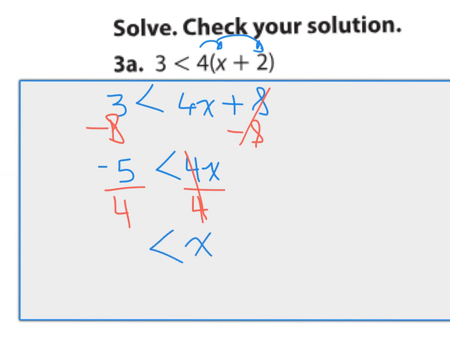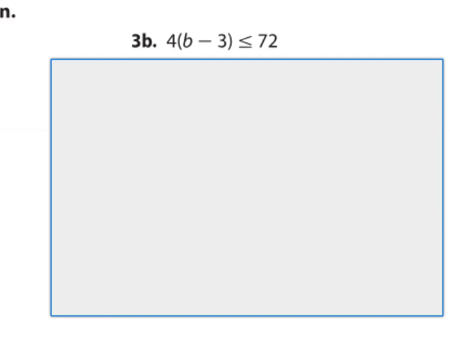And on this side, I have to divide, and the best way to divide is by asking yourself how many 4s are in 5. I already know that my answer is going to be negative, so I'll put my negative there. How many 4s are in 5? I have 1 whole 4. Then from 4 to 5, I have 1 left over, and it's all over 4. So it's negative 1 and 1/4. And to write it properly, we want to write it with the x on the left side of the inequality, x is greater than negative 1.25. I changed it to a decimal just for fun. And now we have 3b.